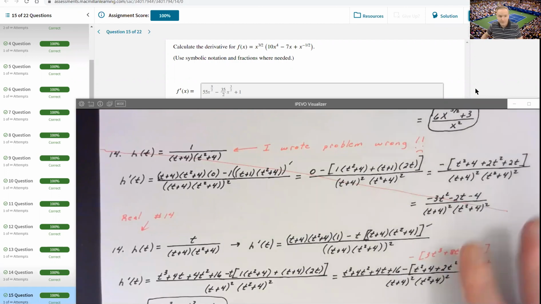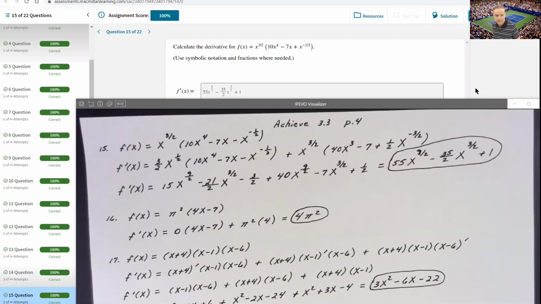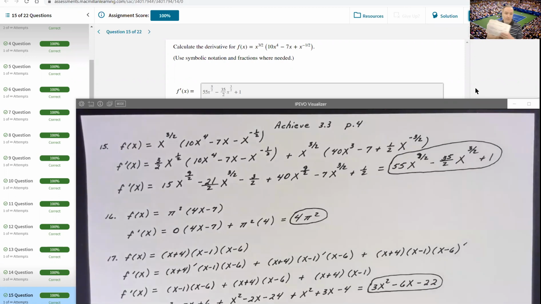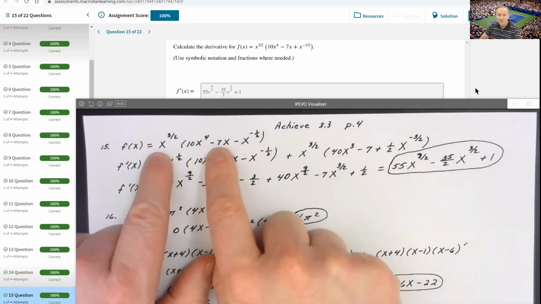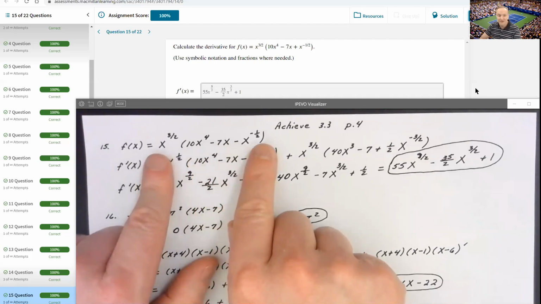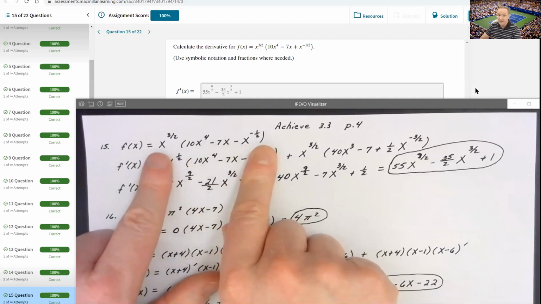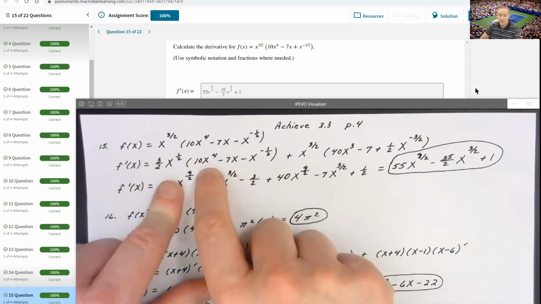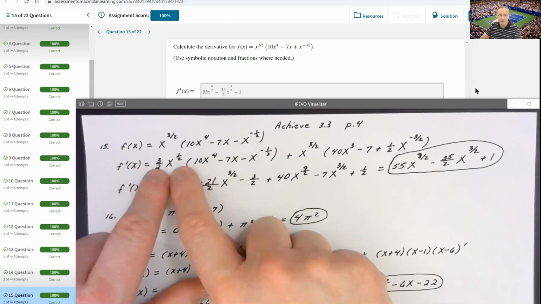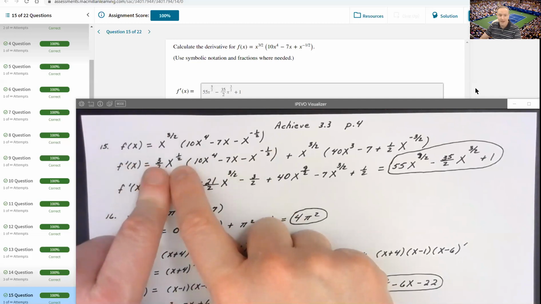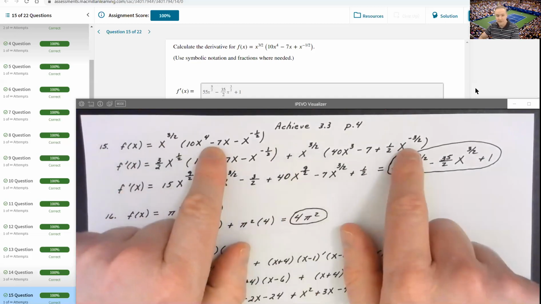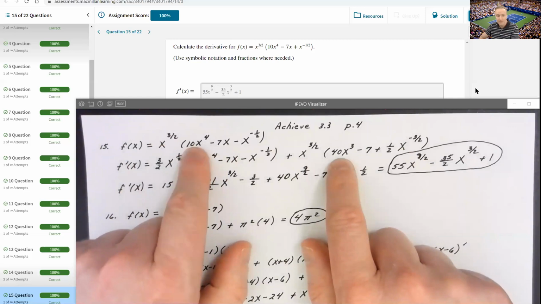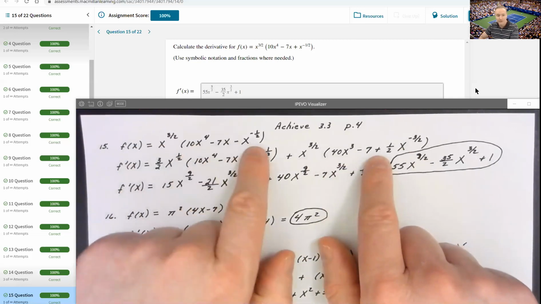Now, 15 here gave me a product rule problem. So I can say, for this one, f of x is equal to x to the 3 over 2 times the trinomial 10x to the fourth minus 7x minus x to the negative 1/2. So first thing I did, I went ahead and said, well, let's use the product rule. That means I take the derivative of the first term, 3 over 2 x to the 1/2 times the second, plus the first, now times the derivative of the second, and that's where the 40x cubed minus 7, and then be careful with that last term.